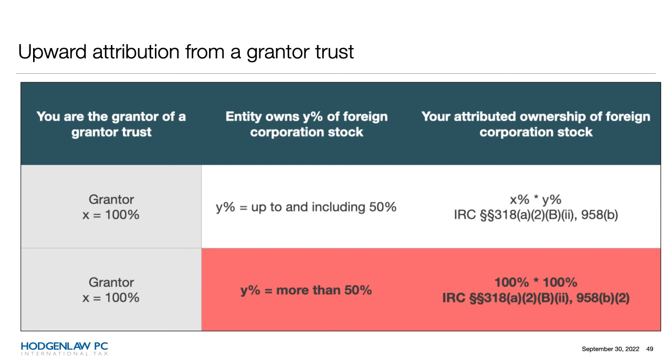Similarly, for a grantor trust, since you are the direct owner of everything in the grantor trust, it's going to end up being 100% times 100%. So that's what you're going to be treated as the owner of.